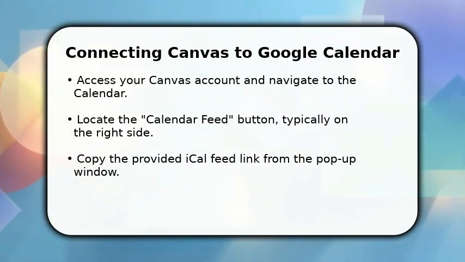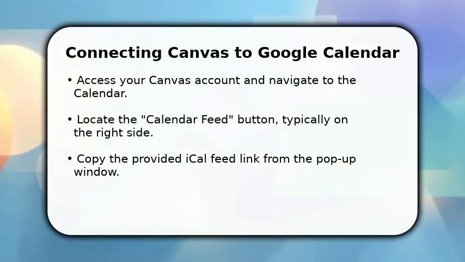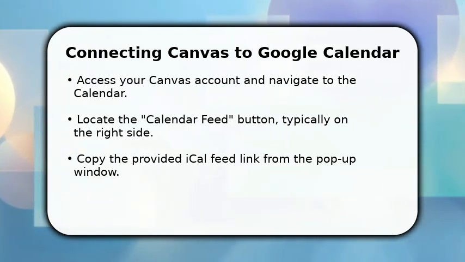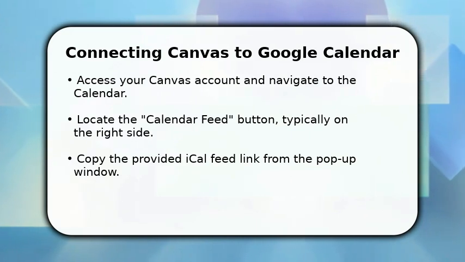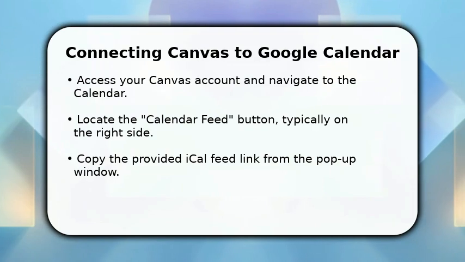First, log into your Canvas account and find the Calendar section. Once there, look for the Calendar Feed button, usually located on the right-hand side of the page. Clicking this will open a small window containing your unique iCal feed link. Carefully copy this link, as it is essential for the next steps. This link allows for automatic updates.